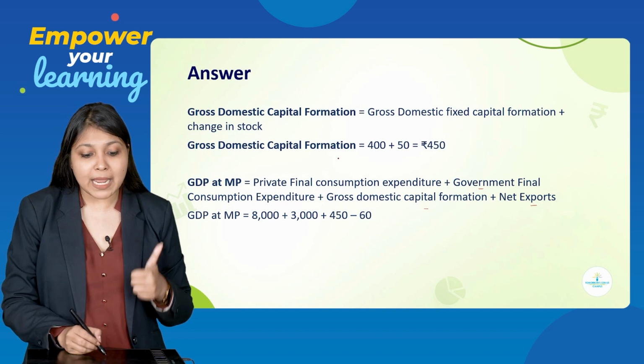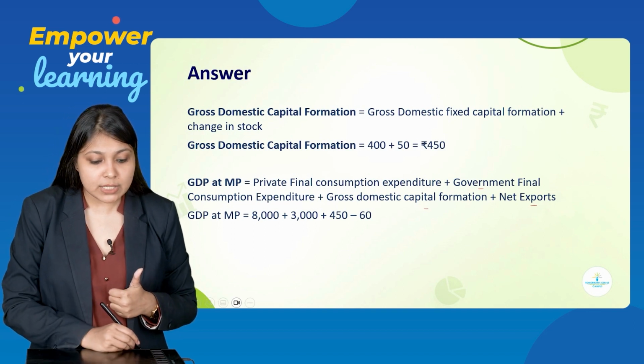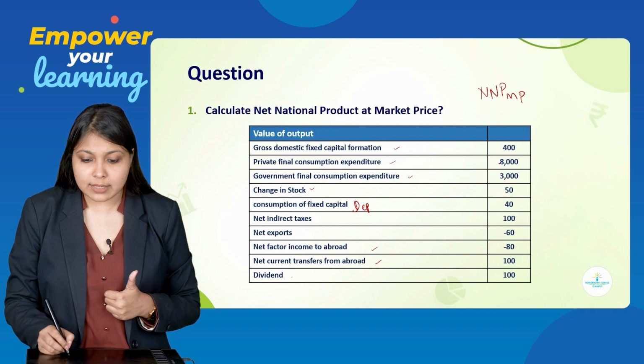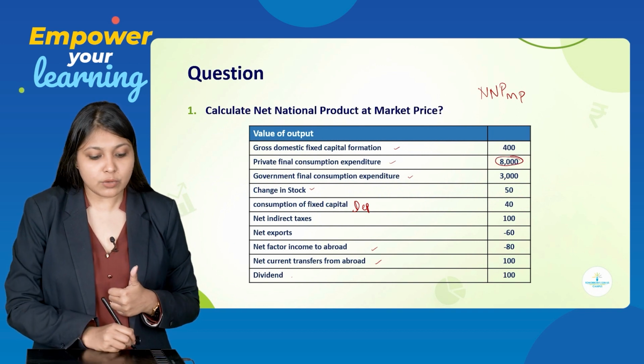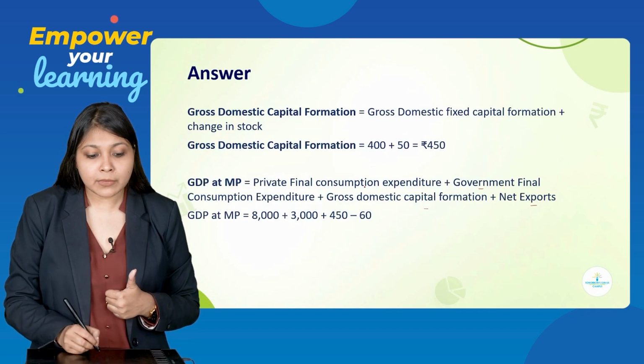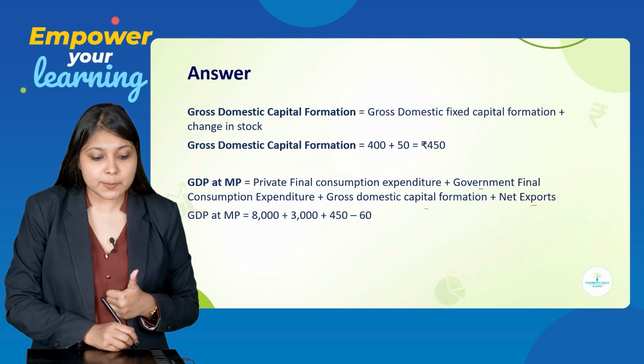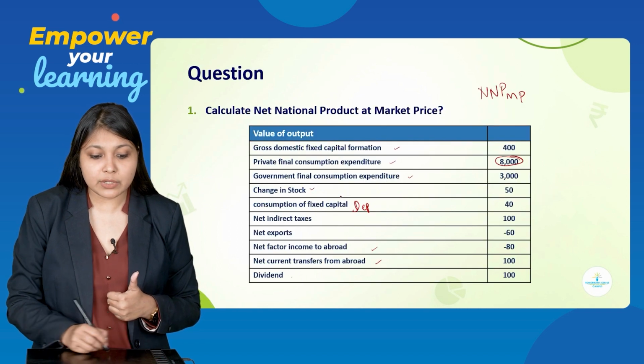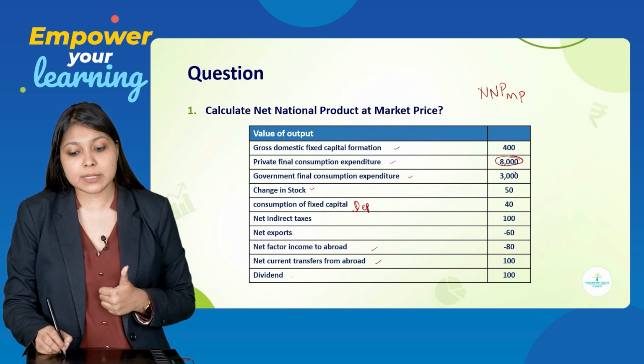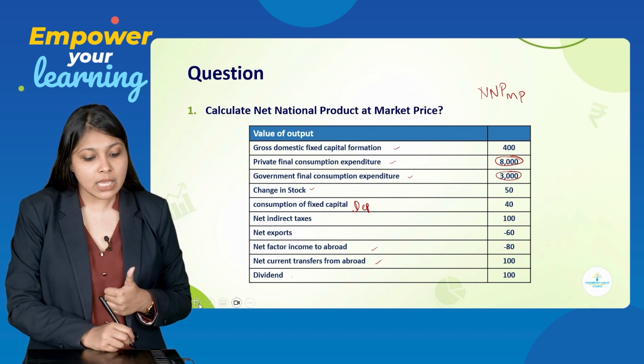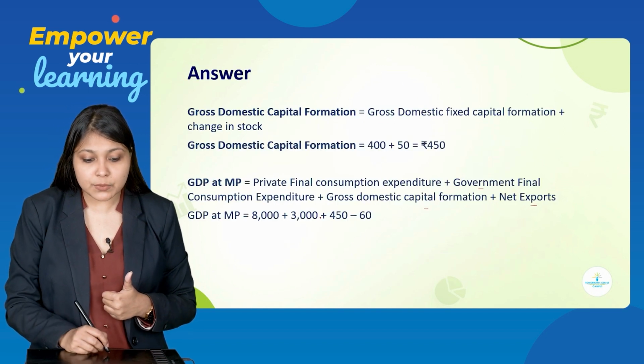Fine. So, private final consumption expenditure is already given to us in the question, 8,000. So we can simply write it over here. Government final consumption expenditure. Let us see if it is given to us. Yes, that is also given to us directly in the question, 3,000. So we will just simply write 3,000.